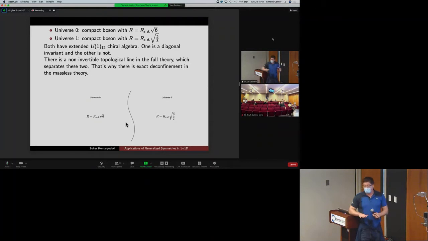And that's how we know that it's completely deconfined as well. So the big question here is to try to get predictions for non-zero small mass. And that's what we're hoping to be able to do using these non-invertible symmetries.